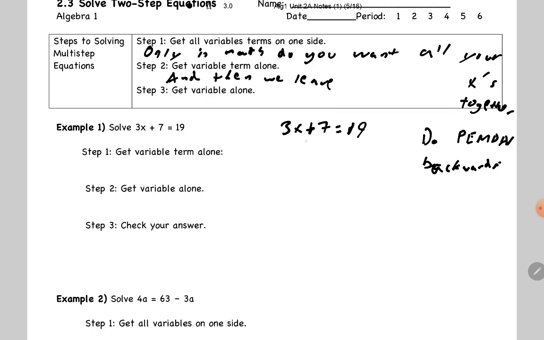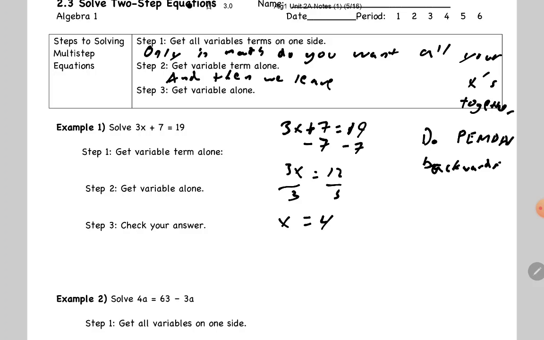So I'm going to get rid of this 7 first by subtracting 7 from both sides, and I'll get 3x equals 12. So you start off by getting rid of the other people, and then you get rid of his closest buddies by dividing by 3, and you'll get x equals 4.